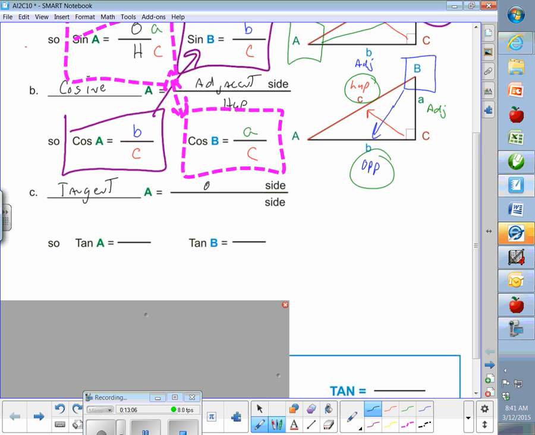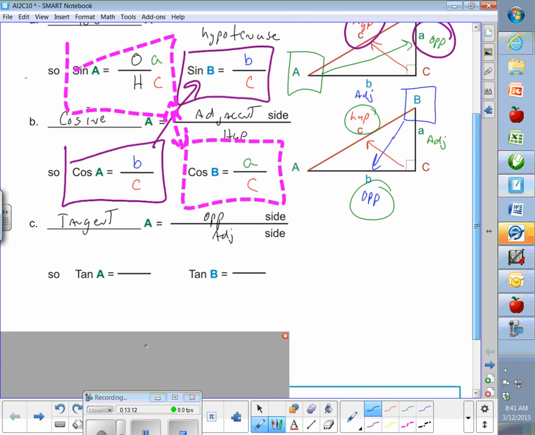And the tangent is the opposite side over the adjacent side. Tangent is the opposite over the adjacent.